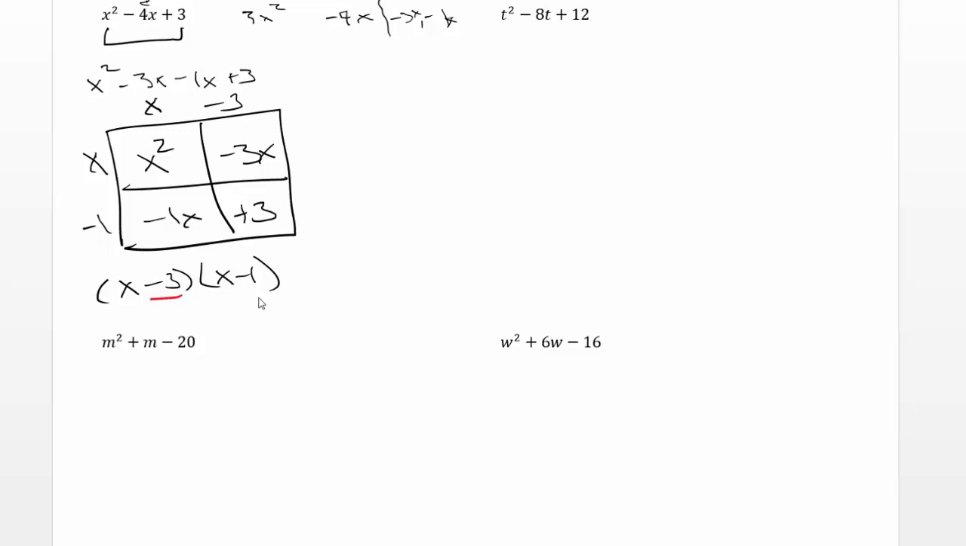Note, minus 3 and minus 1 are the numbers, the answer to our multiplying and adding game. So I could have jumped right to the end.